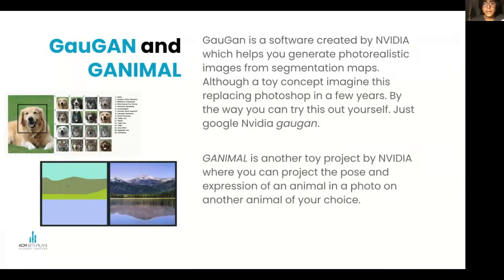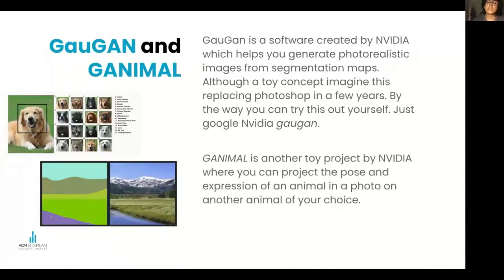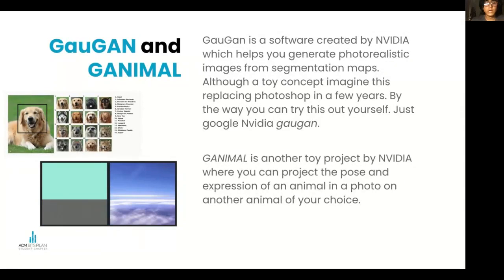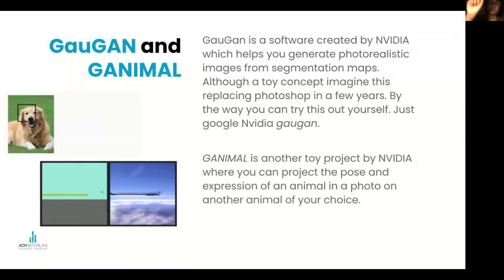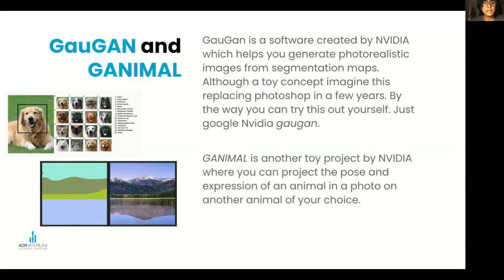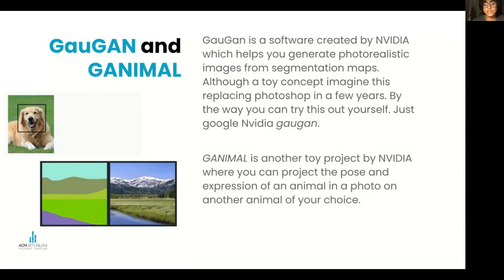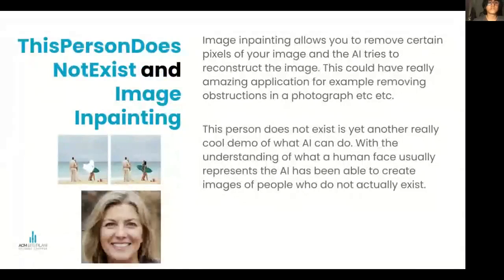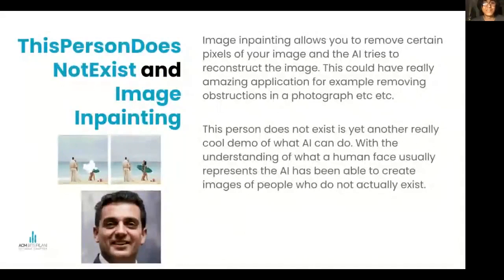Now think about its applications. People who use Photoshop usually crop a house from another image, adjust light, and a lot of other things and bring it into the current image. With this software available, you can just draw the house in your current image, and the artificial intelligence will do the task for you. GANIMAL is another toy project by NVIDIA. It will basically transfer the expression and the pose of your pet onto any animal in the world. That's what GANIMAL is.